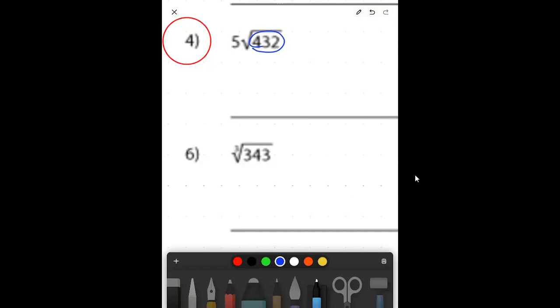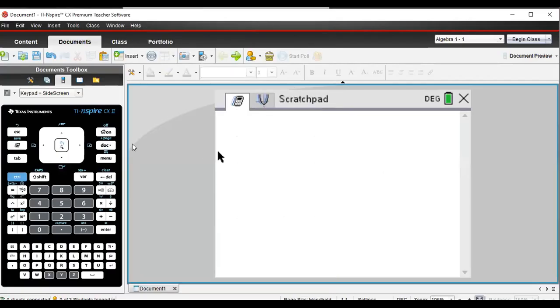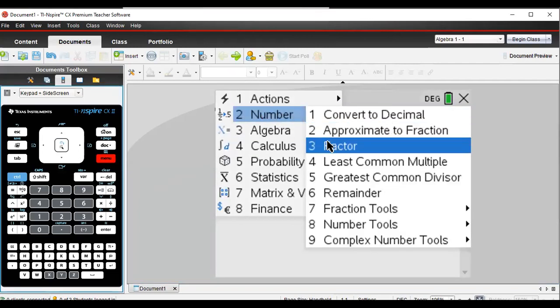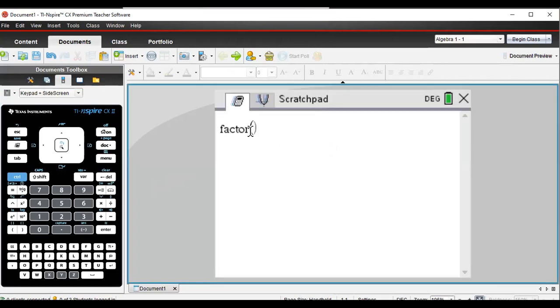Now, you can also do this without the calculator, but I'm going to start by using the calculator because you guys all have this available to you, and I just want to show you how to use it. So I'm going to go menu, then number, and then down to factor. Anything you put in here, it's going to do prime factorization. So I'm going to put 432 inside of here, and then press enter.